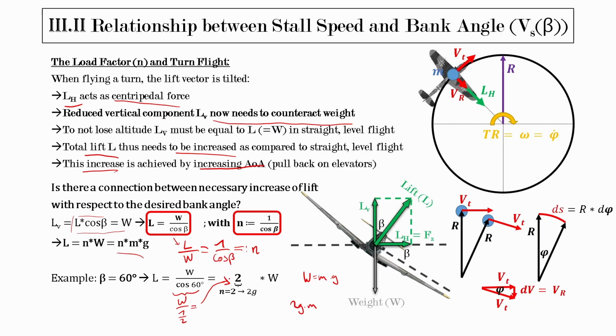So now, again, load factor is simply the relationship between lift to weight, and for our problem in the turn, we can find this relationship is 1 over cosine beta, okay, for the turn flight. Alright, awesome. We've learned a lot so far just by looking at it.